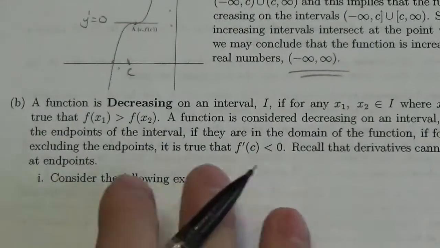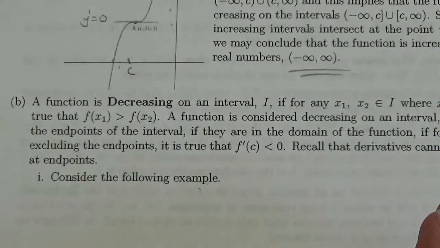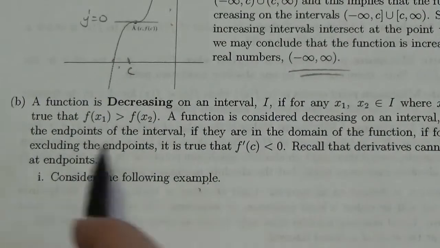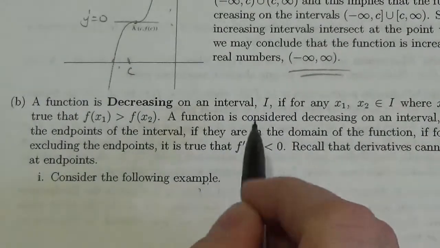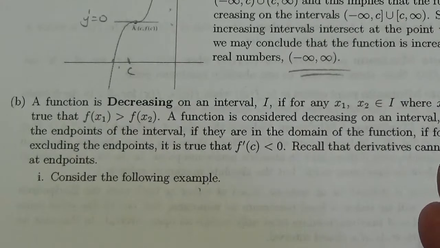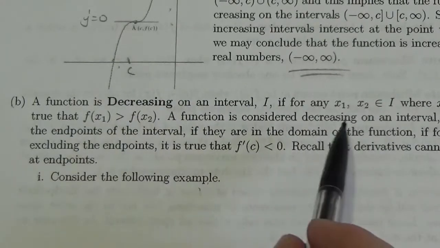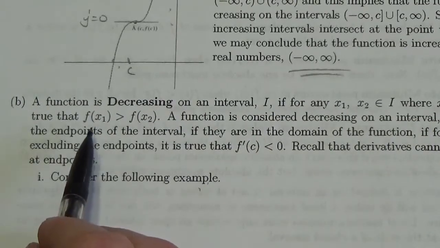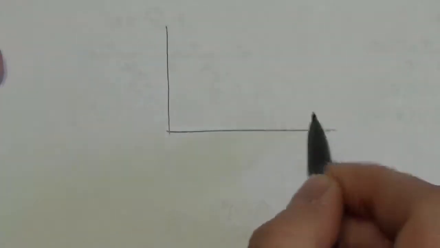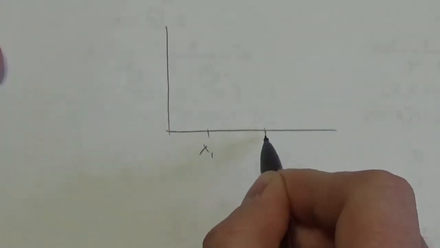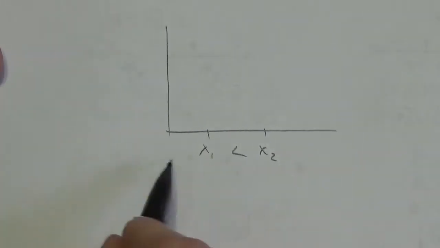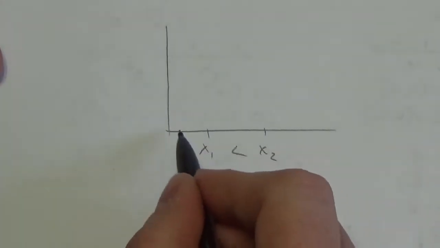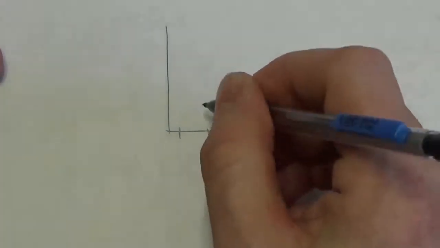If we talk about decreasing, we basically use the same sort of discussion here. A function is decreasing on an interval I, not specified whether that's open or closed, if for any x1, x2 on that interval where x1 is less than x2, it's true that f of x1 is greater than f of x2. So again, what does that look like? Well, here's x1, here's x2. x1 is less than x2 because it's to the left, and we've got some sort of interval there to there.